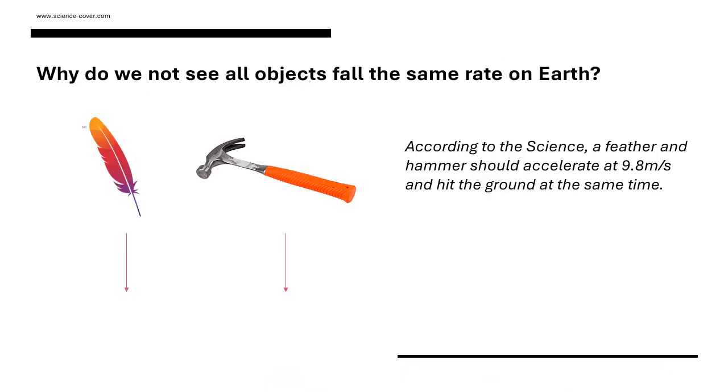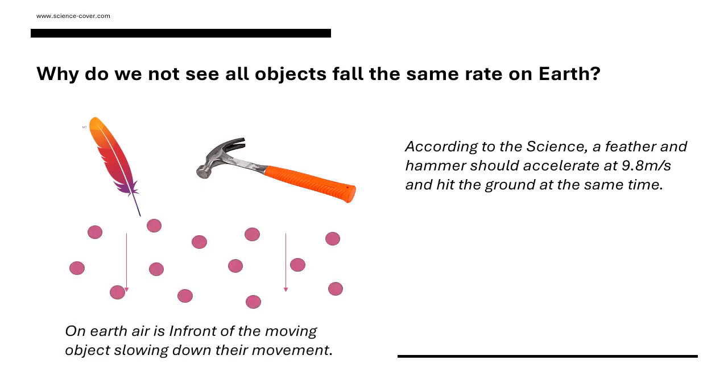Why do we not see all objects fall at the same rate on the Earth? According to the science, dropping a feather and a hammer both should accelerate at 9.8 meters per second squared and hit the ground at the same time. But were we to perform this experiment, the hammer would clearly hit the ground first. This is because here on Earth we have air. The air is in front of the moving objects and slowing down their movement. We call this air resistance. The feather, being lighter, is slowed down more easily by the air than the hammer.